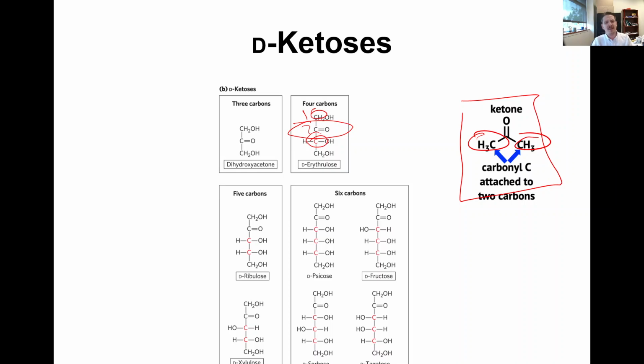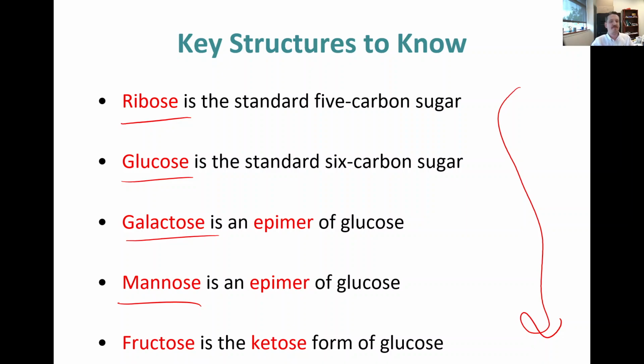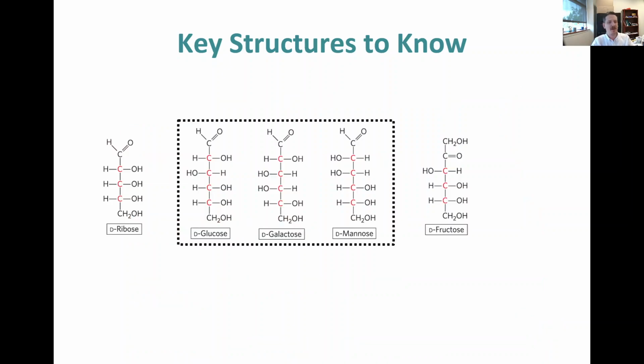But I think that if you were going to learn some sugars, perhaps to help you in your future careers, the main ones that pop up in biology and biochemistry are going to be things like ribose, glucose, galactose, mannose, and fructose. These are the ones that come up the most. And you can see that glucose, galactose, and mannose are the ones that are epimers.